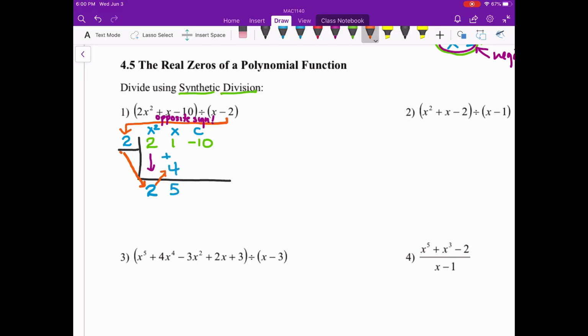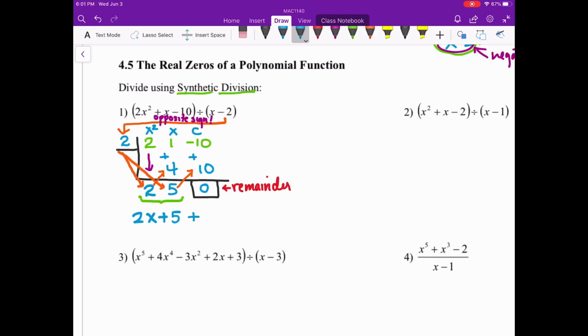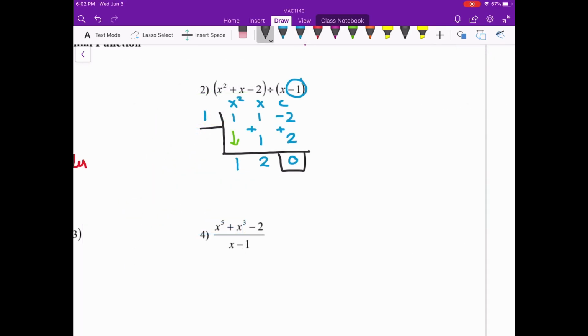Now you're going to multiply these two, 10. Now you're going to add. The last number is the remainder. The solution is given by this expression. You always go 1 degree less than this one, and the remainder you can write as 0 over the divisor x minus 2, the answer. Now you're ready to write the solution using these two expressions.